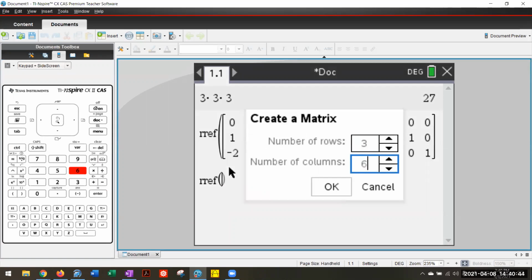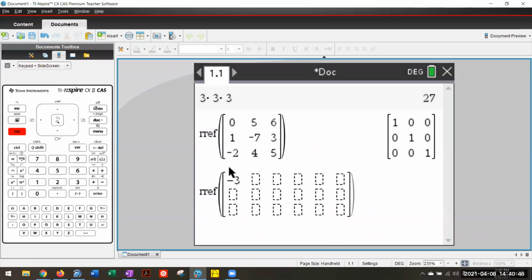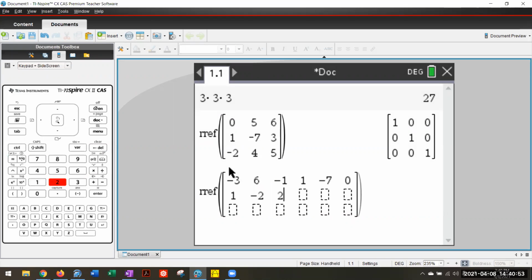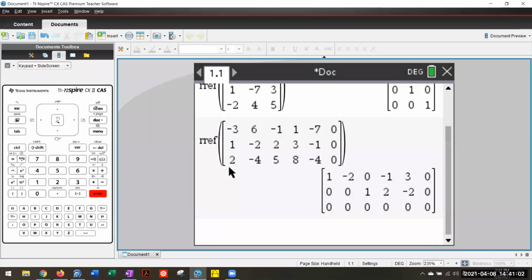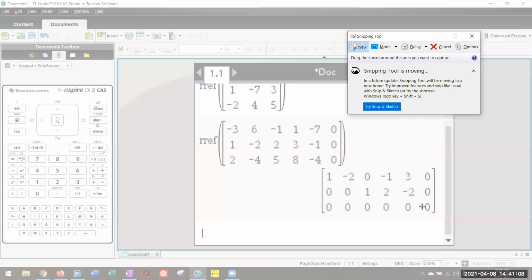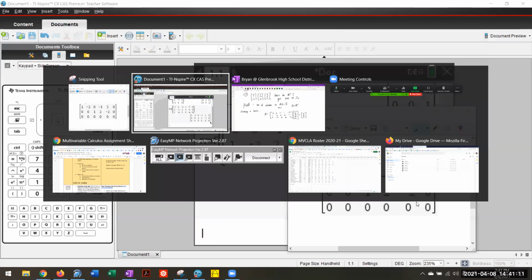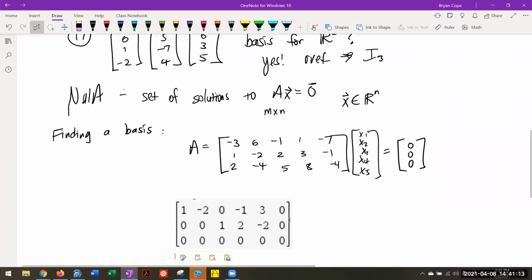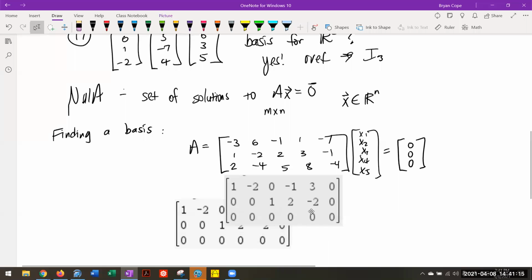It's a 3 by 6, right? So -3, 6, -1, 1, -7, 0. 1, -2, 2, 3, -1, 0. 2, -4, 5, 8, -4, 0. Okay. I think many of you take pretty careful notes, so if you want to write this down, I'll pause and let you have time to do that. That's what it becomes.